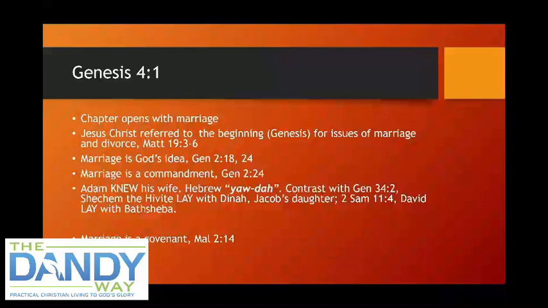So, marriage is God's idea. In Genesis 2:18, we find God making the statement about Adam: "And the Lord God said, it is not good that man should be alone. I will make him a helper comparable to him." And actually, let's read verse 24 to complete this, which Jesus Christ also quoted in the Matthew chapter 19 that I just read. "Therefore, a man shall leave his father and his mother and be joined to his wife, and they shall become one flesh." In marriage, now God said it is not good for man to be alone.